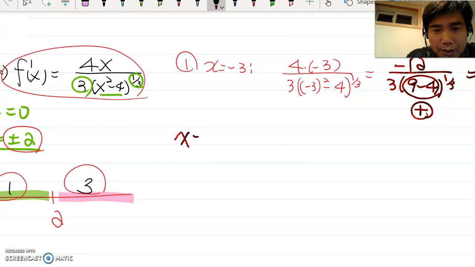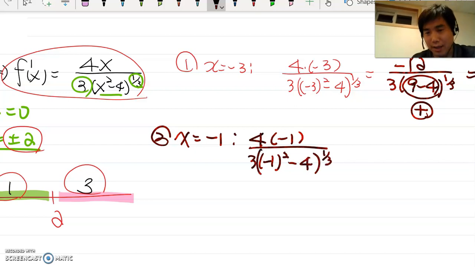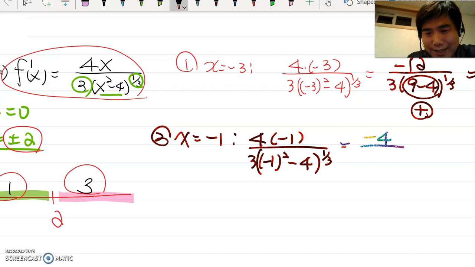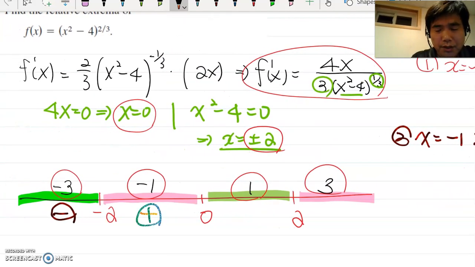And then x equal to negative 1. Then 4 times negative 1 over 3 times (negative 1 squared minus 4) to the 1/3 power. Again, we don't care about the outcome. We only figure out the sign, okay? So this becomes negative 4 over, now the inside becomes 1 minus 4, which is negative. Negative to the 1/3 stays negative, so negative here. So negative over negative becomes positive. So I'm going to put positive here, okay?